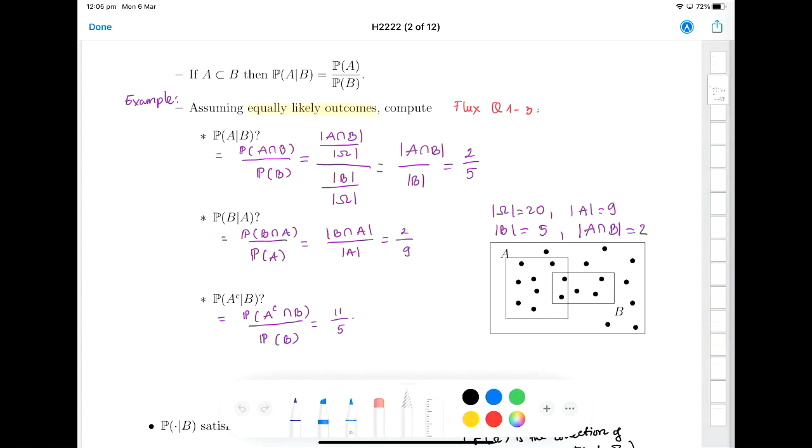And the probability of B given A, similarly, equals the number of elements of A intersect B divided by the number of elements in A, which is 2/9. And the complement of A given B, it's 11/5. It can't be, because given B means that there are only 5 objects to choose from, and there are only 3 models in the complement of A. Yes, 1, 2, 3.